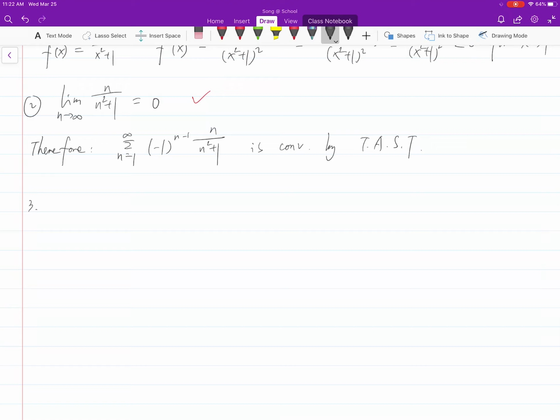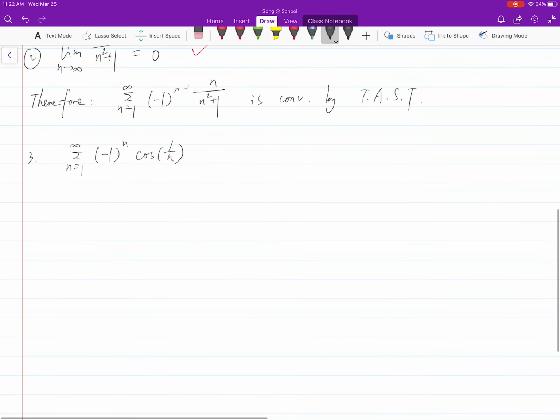Now check a little bit about the third example. Let's see what happens if the alternating series test fails. Okay. We are familiar with this already, so I'm going to say it quickly. It's alternating.